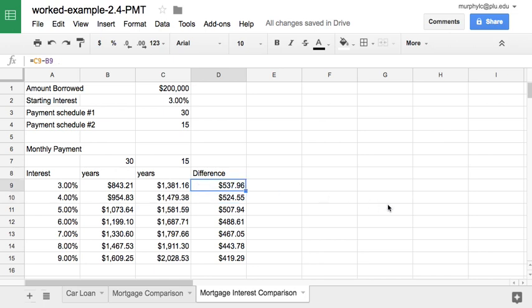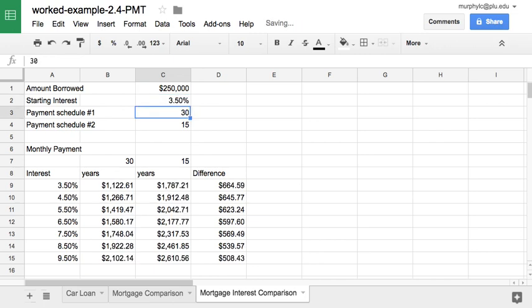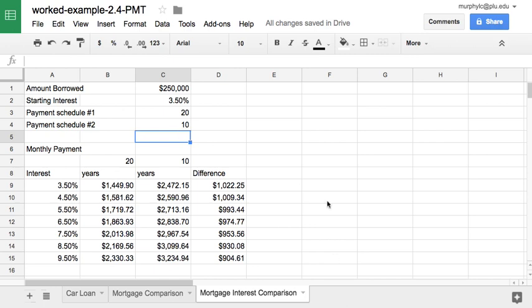So now I know the difference in my payments at 30 and 15 years, and I can easily change not only the starting interest rate and the amount of the loan. So I can say, $250,000 if I want to, my starting interest could be 3.5%, and that updates everything. And then I could, for example, compare a 20-year mortgage to a 10-year mortgage, and everything automatically updates just by modifying these assumptions that I've isolated here at the top of my worksheet.